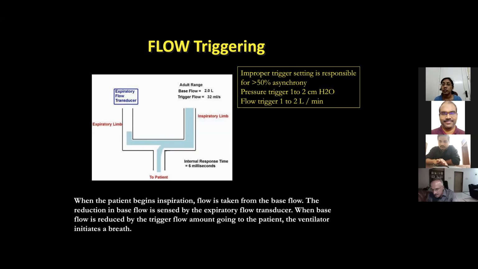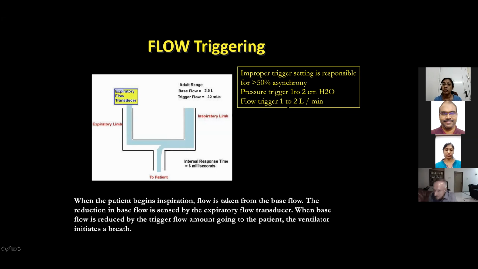How does the patient communicate to the ventilator to start the inspiration? Either by pressure trigger or by flow trigger. What is the pressure trigger value you set? 1 to 2 centimeters of water. Flow trigger? 1 to 2 liters per minute. Understood? This is very important because more than 50% of asynchrony occurs because of this.